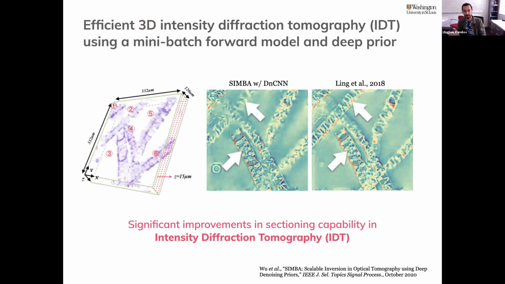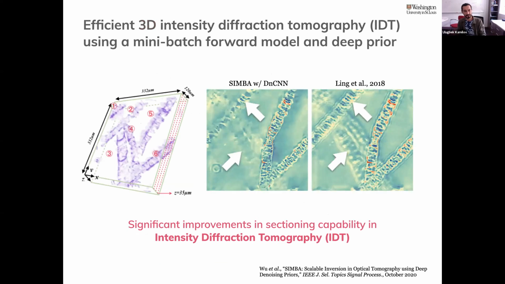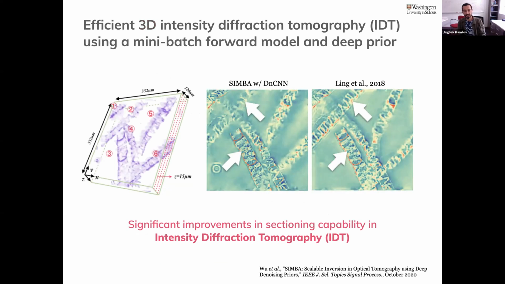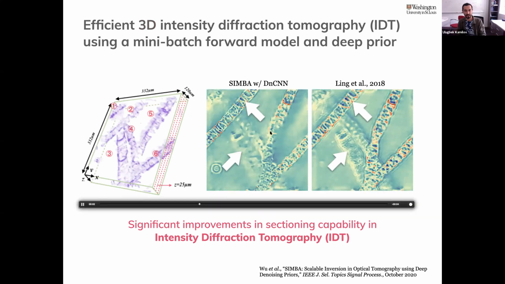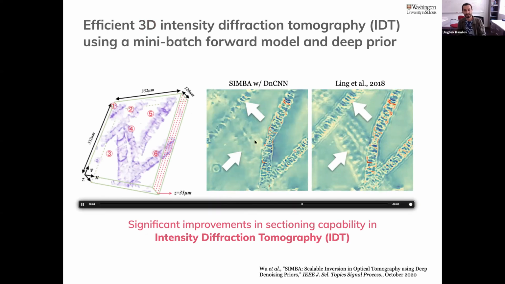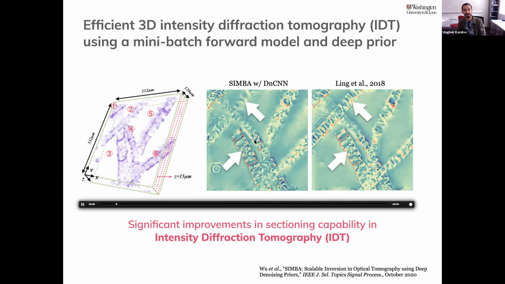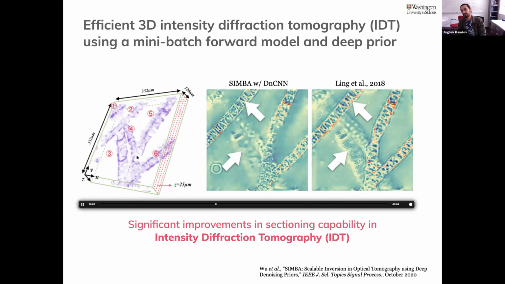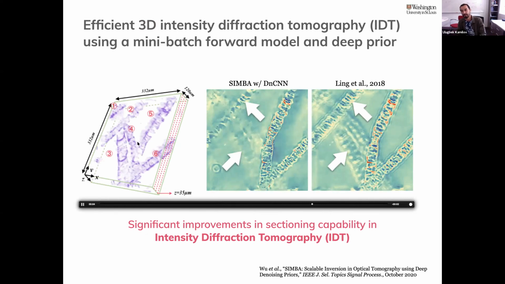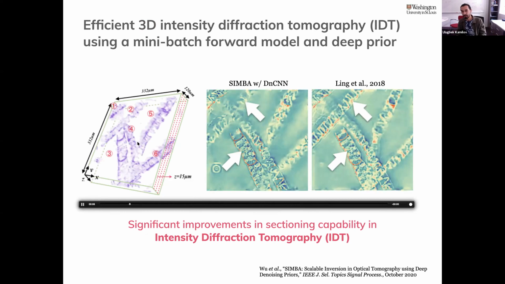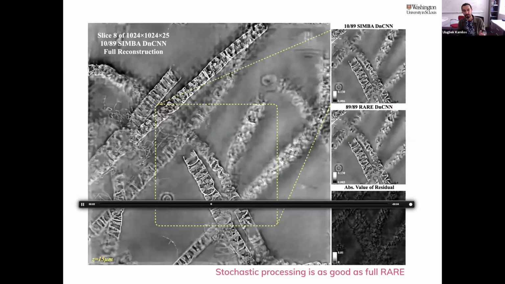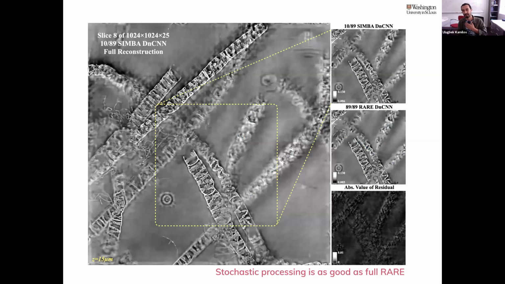This is on real experimental data on diffraction tomography. The advantage here was that by using mini batch processing, we could easily do 3D optical intensity diffraction tomography, where we could have hundreds of 2D measurements. Each measurement is 1025 by 1025. So it's a pretty big inverse problem.